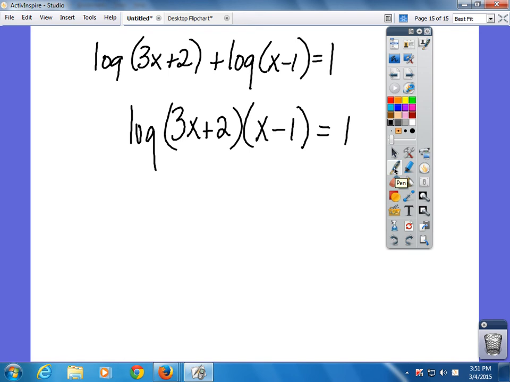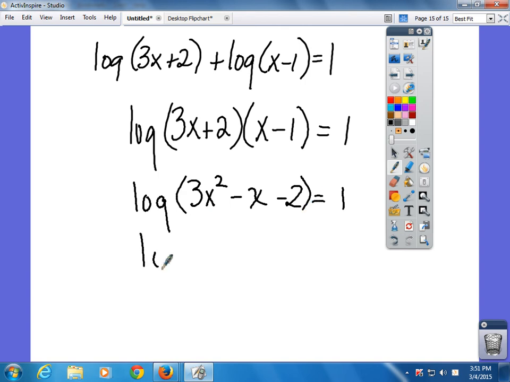All right, so let's go ahead and do this, and that's going to give us log of 3x squared, that would be minus 3x plus 2x is negative x. Somebody help me out. Minus 2 is equal to 1. Now what do we have? We have the definition of a logarithm. Good job.